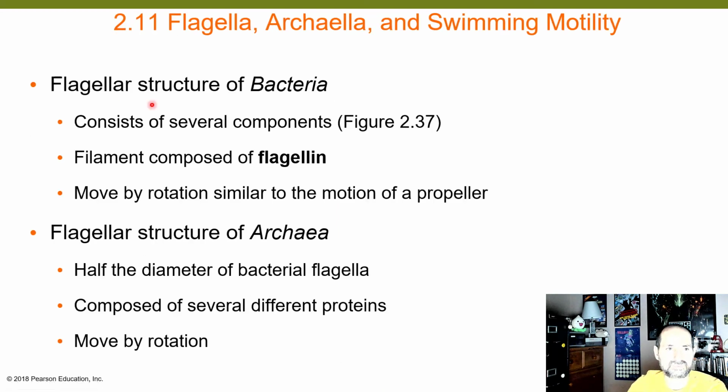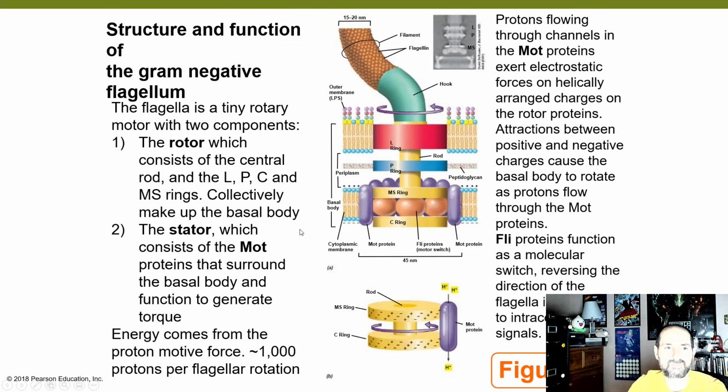Okay. So what does the flagellar structure of bacteria look like? It has many components. The main component that makes up the whip portion of the flagella is the protein flagellin. And again, the motility is done by rotation, similar to the motion of a boat propeller. The flagella of archaea is about half the diameter of the bacterial flagella, composed of several different proteins, and also moves by rotation. So the flagella of archaea and bacteria are very similar.